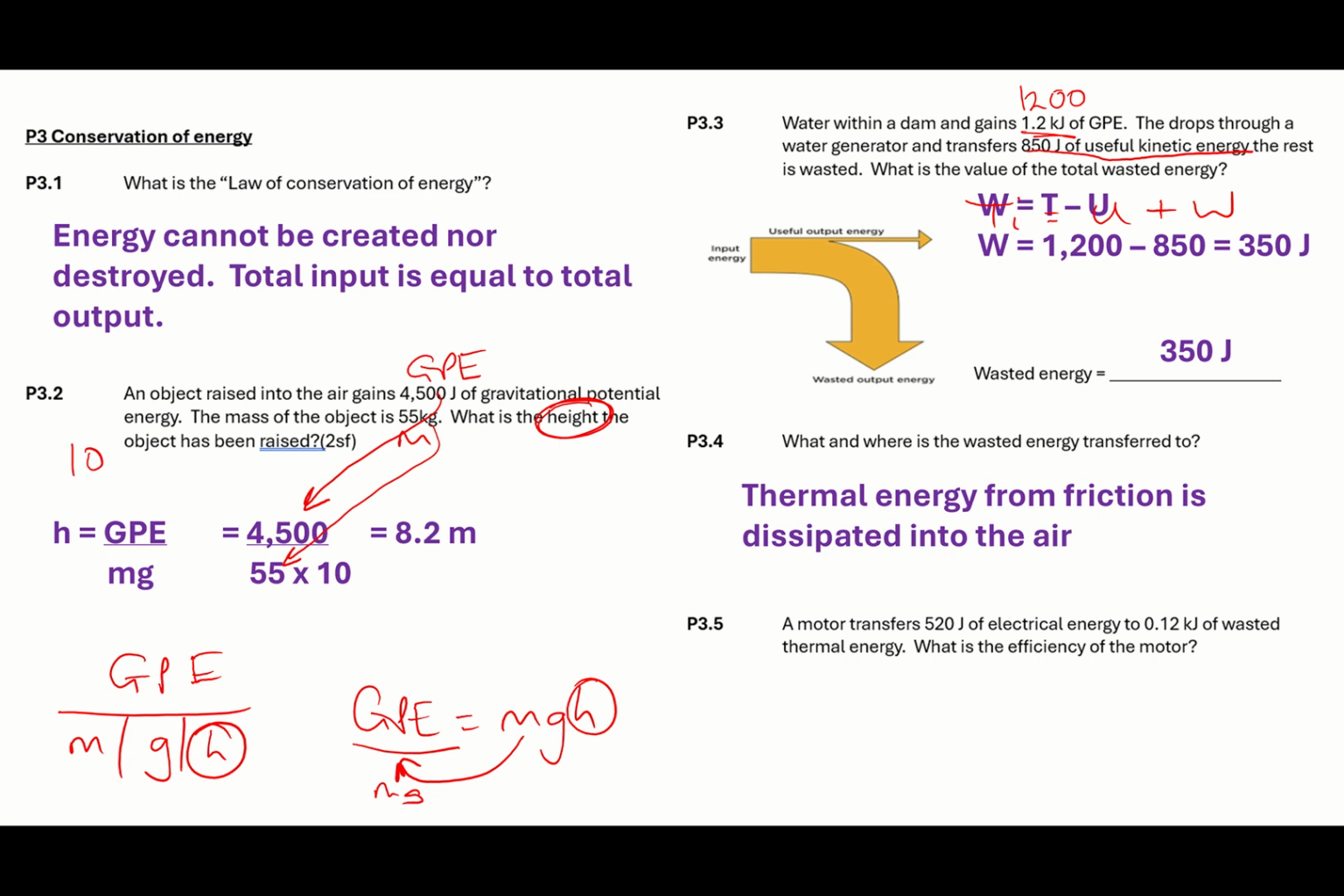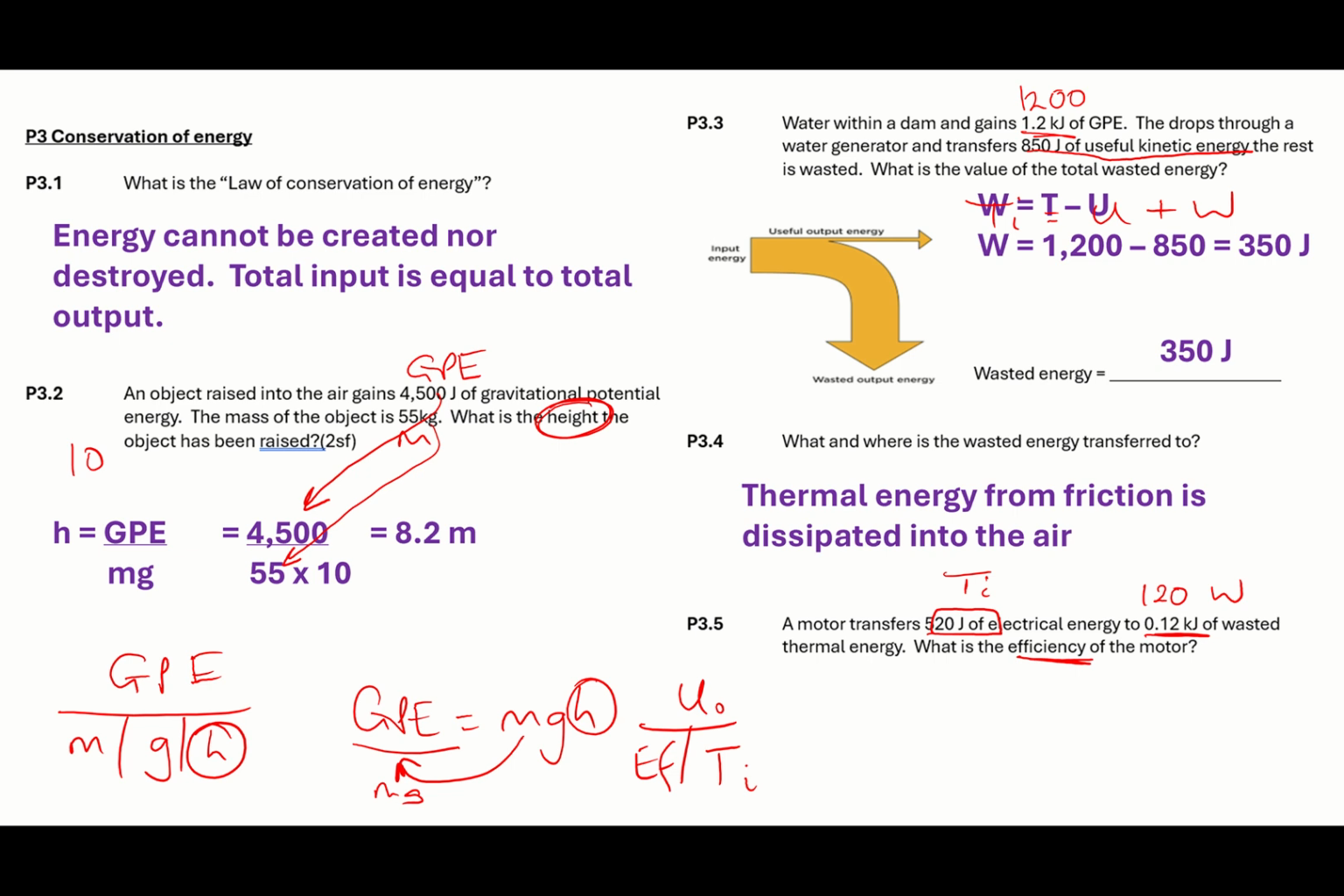And our last question in this section, I think, let me just quickly check. Oh no, there's a few more energy ones. So we're going to need efficiency, useful, total. And it says it transfers 520 J of electrical energy. So that's the input. So I'm going to put that's the total input. 0.12 kilojoules. So that's 120 joules is wasted. And it wants the efficiency.